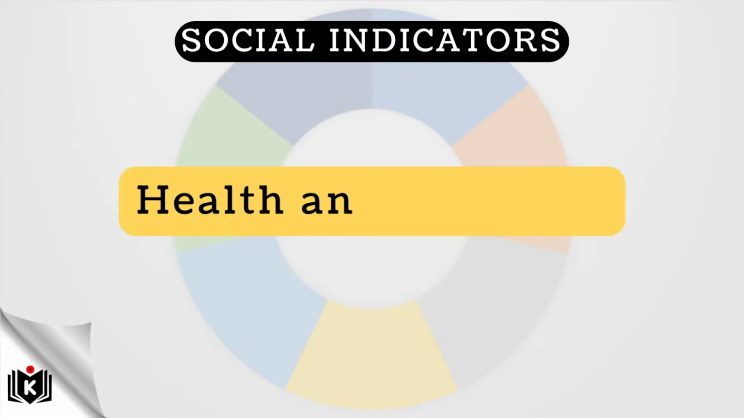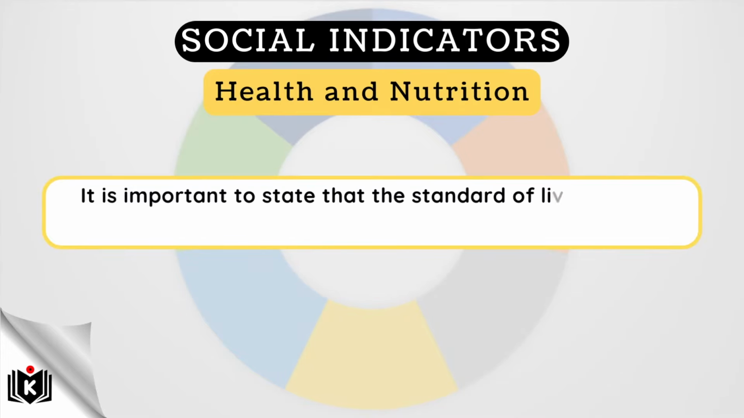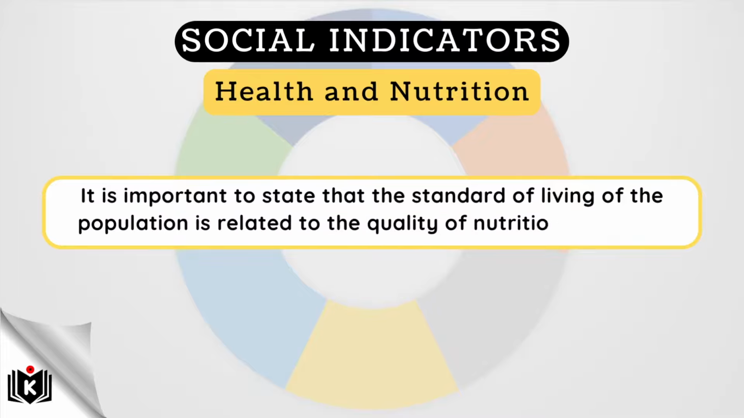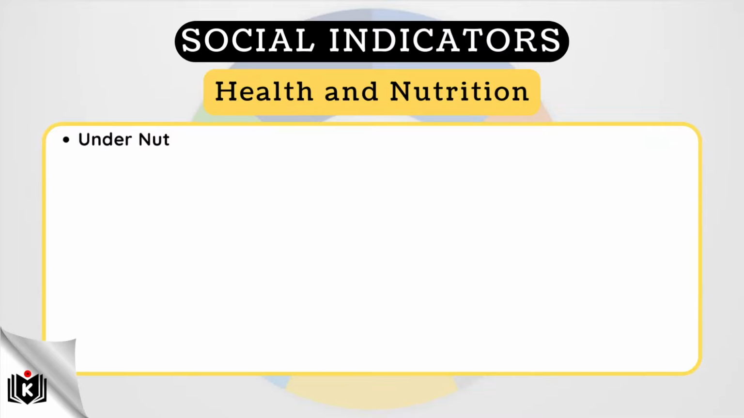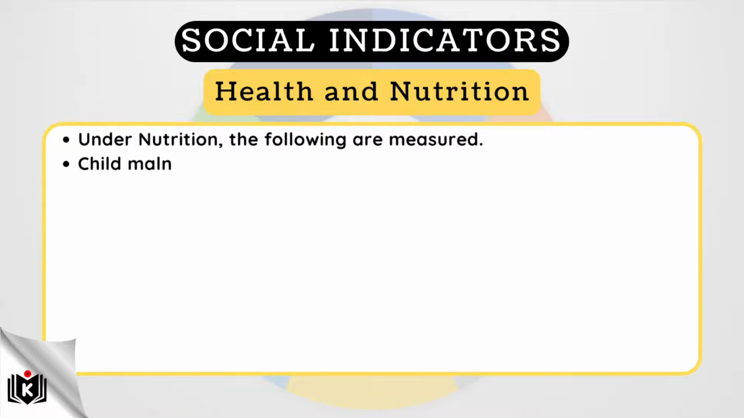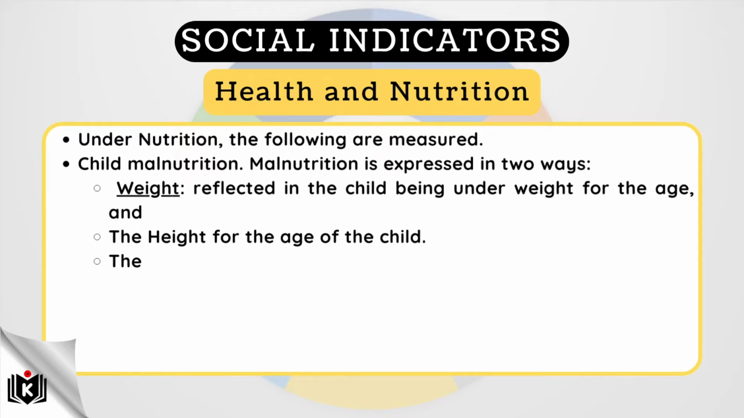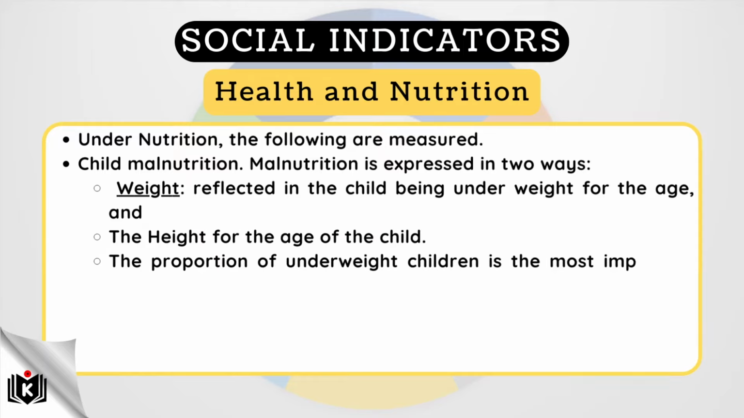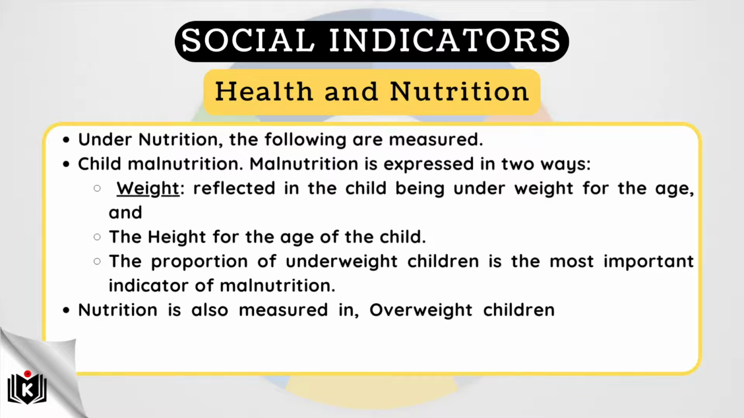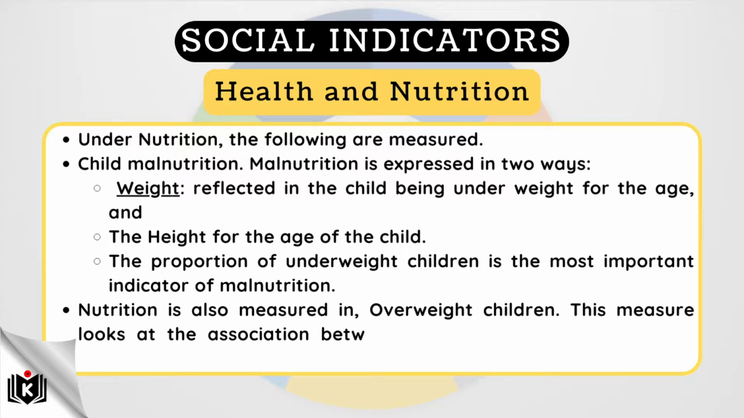We will now focus on health and nutrition. It is important to state that the standard of living of the population is related to the quality of nutrition and health. Under nutrition, the following are measured. Child malnutrition. Malnutrition is expressed in 2 ways. Weight, reflected in the child being underweight for the age, and the height for the age of the child. The proportion of underweight children is the most important indicator of malnutrition. Nutrition is also measured in overweight children. This measure looks at the association between obesity of children and other diseases.